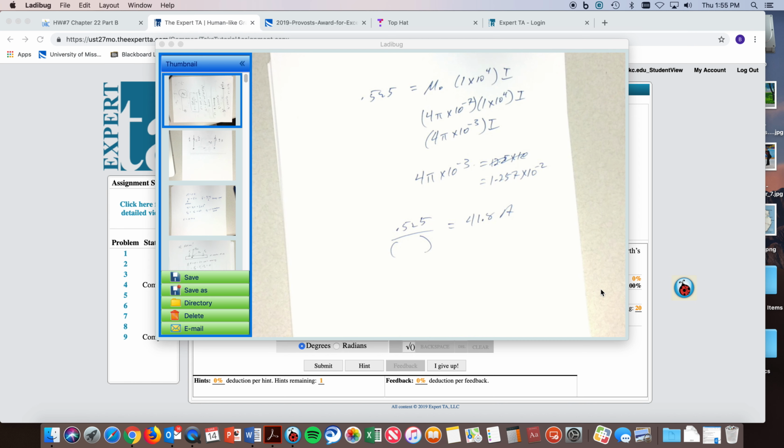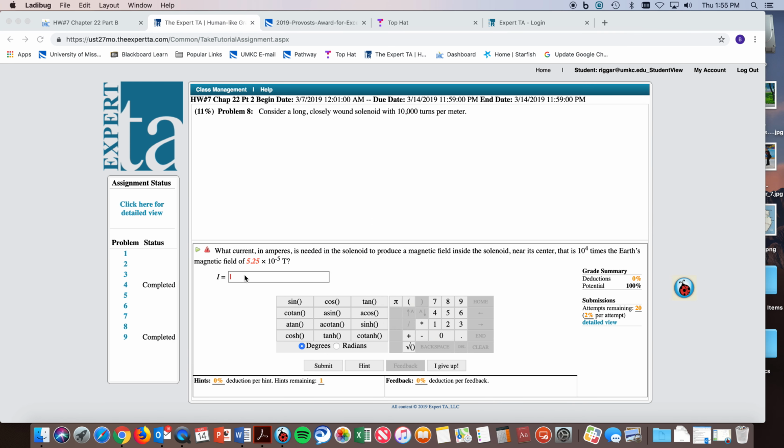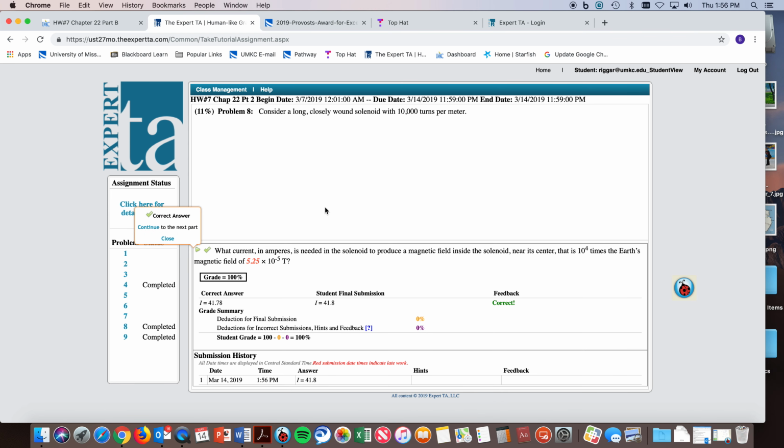Yes, you need a lot of amps going through solenoids to create huge magnetic fields. So let's see if this is right. Maybe I should make that 41.8. Submit to me, you dog. Yes, we are spot on. Oh, they went 4 sig figs. Why would they go 4 sig figs when nothing in here is 4 sig figs? This is 1 sig fig, this is 3, but they give me the answer in 4. All right, so you got it? Out of here.